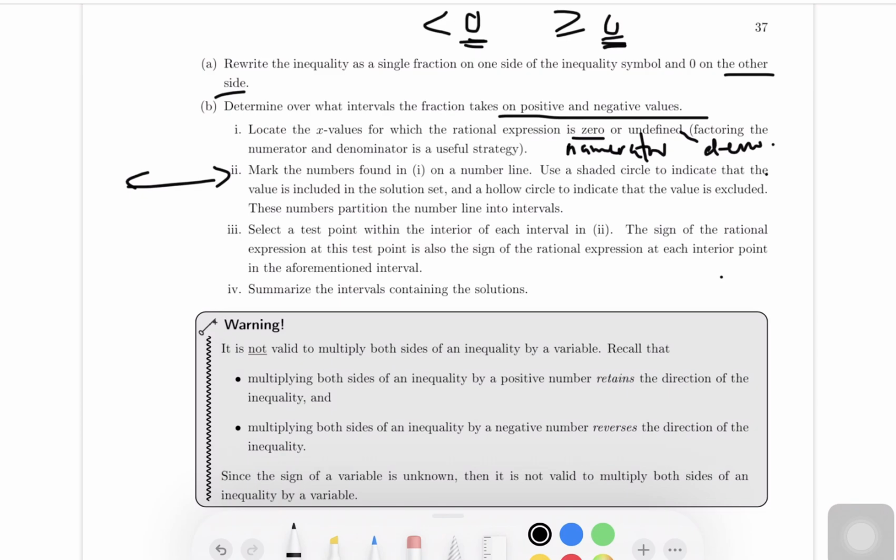These numbers partition the number line into intervals. So select a test point within the interior of each interval. Interior, so do not include the endpoints. The sign of the rational expression at this test point is also the sign of the rational expression at each interior point in that interval. Then summarize these intervals for the solution. Okay, let's apply that one.